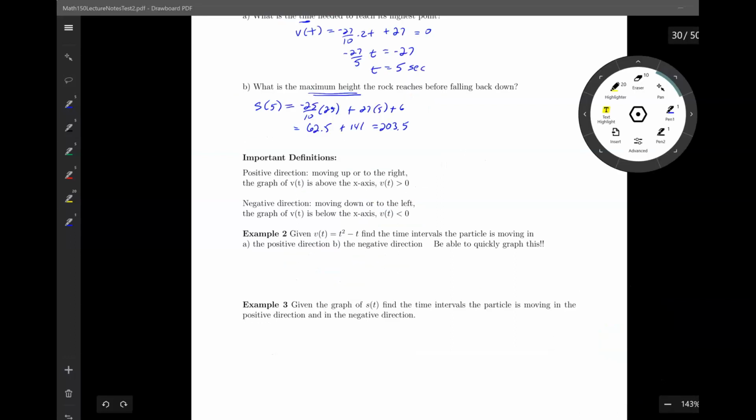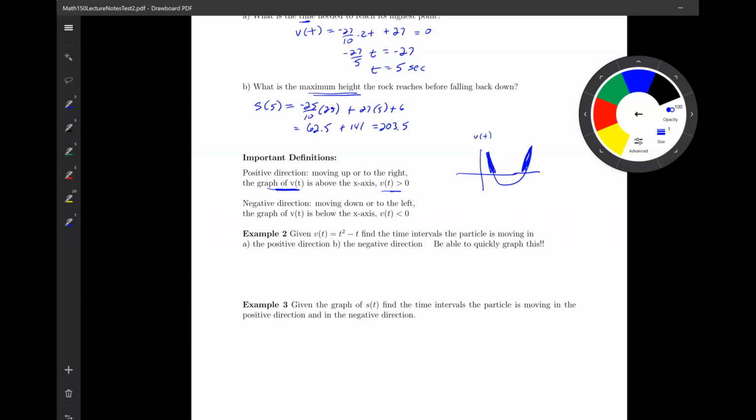Okay, so let's talk about when something is moving in the positive direction. That means it's moving up or to the right. And so on the graph of the velocity, that would be above the x-axis. So if I was to draw the velocity function, when it's above the t-axis, where the y values are positive, that's when it's moving in the positive direction. When something is moving in the negative direction, that would be when the velocity is less than 0, or below the t-axis.